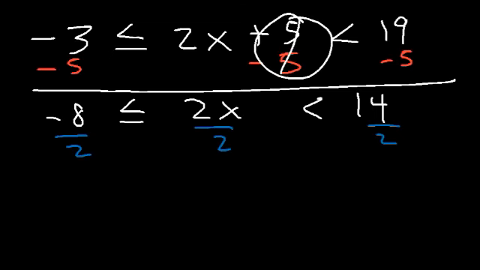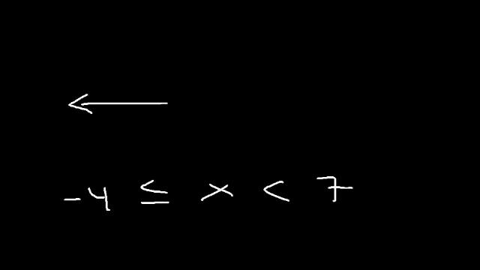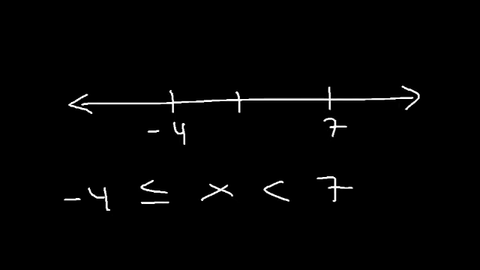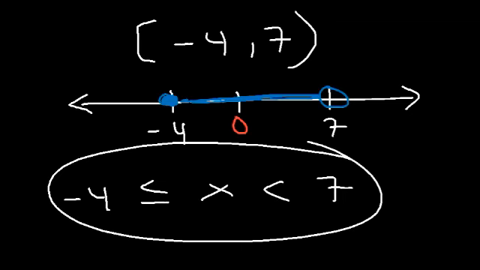So negative 8 divided by 2 is negative 4. In the middle we have x. 14 divided by 2 is 7. So to plot the solution on a number line, you can see that x is between -4 and 7. So let's put 0 on this side. So we have an open circle at 7, but a closed circle at -4, and x is between these 2 points. In interval notation, it's -4 to 7, but brackets for -4. So that's what you can do if you have an equation like that.